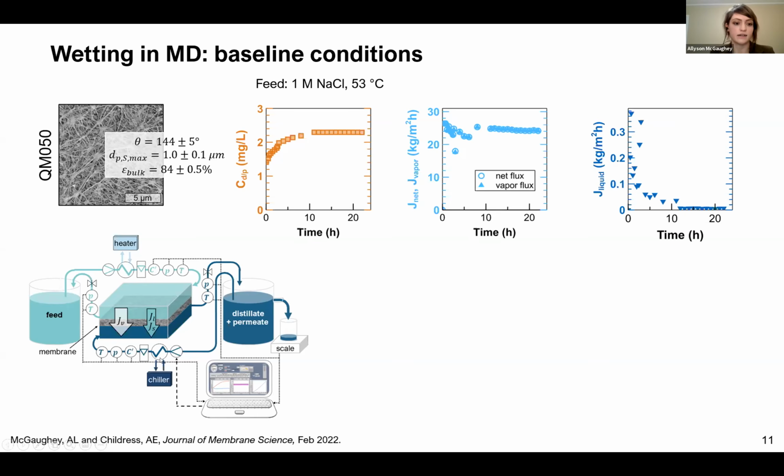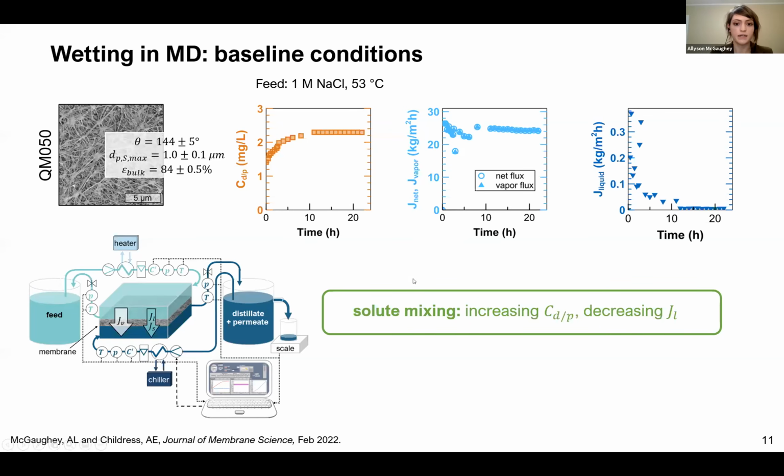So if any higher salinity water remains in the heat exchanger, the probe fittings, then that will begin to mix as we pump, which results in an initial increase in concentration. And then when the stream is fully mixed, a stable concentration. So we're attributing this to solute mixing, which is indicated by increasing CDP, but apparently decreasing liquid flux. And this is an experimental artifact, not indicating pore wetting or membrane performance.